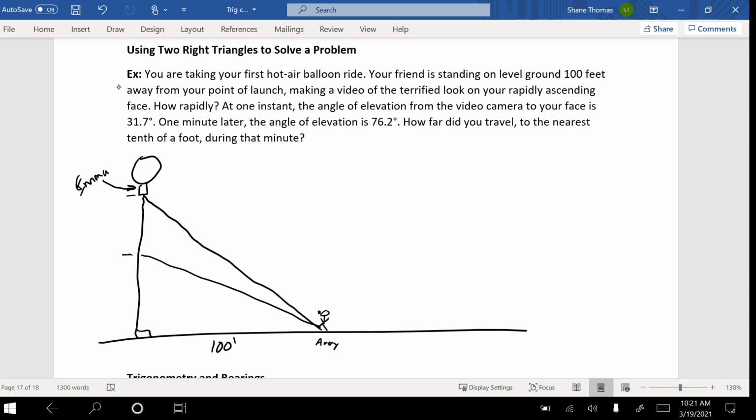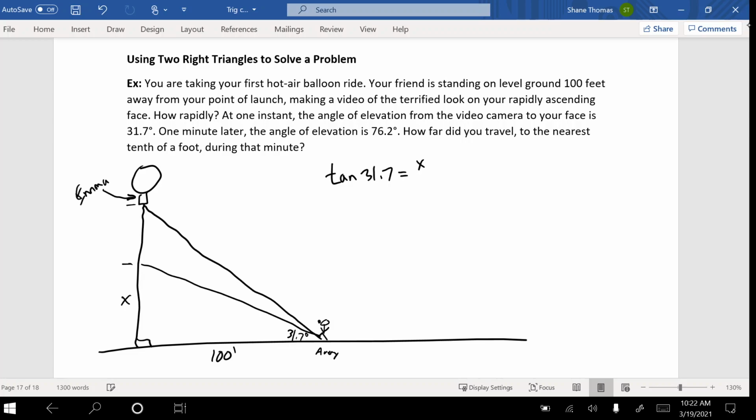So the first one I have is 31.7 degrees. So I have the angle right by the video camera. 31.7 degrees, and I'm looking for the opposite side. So now I have the opposite side, and this would be what side? Adjacent. Opposite and adjacent. What trig function? Tangent. All right, so I have the tangent of 31.7 degrees is equal to the opposite side, which is x, over the adjacent side, which is 100. All right, solve for x.